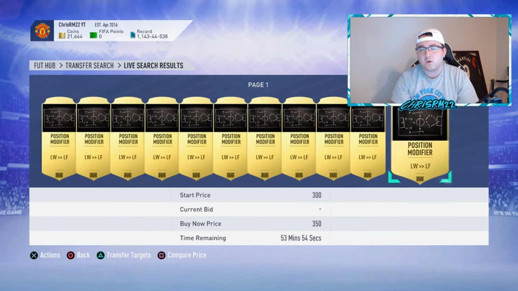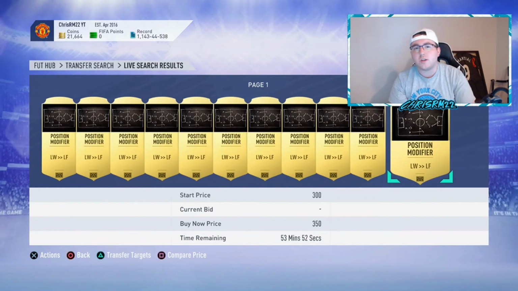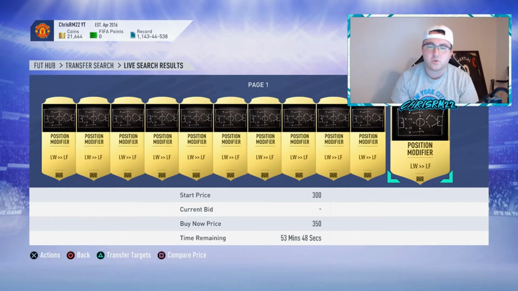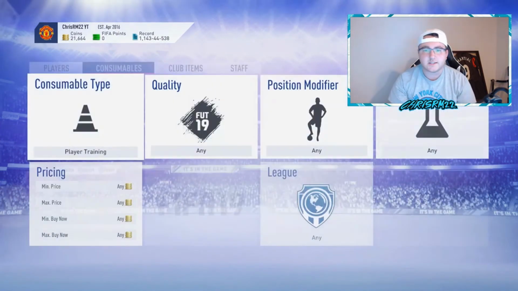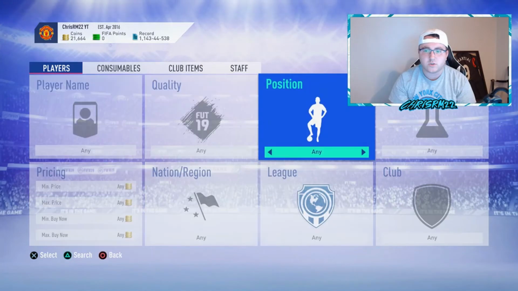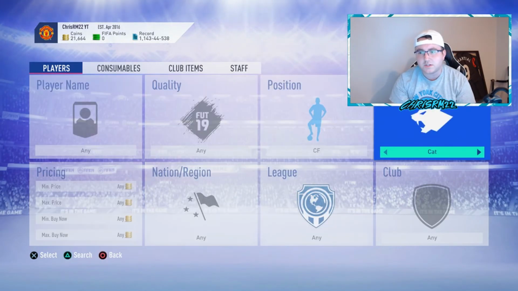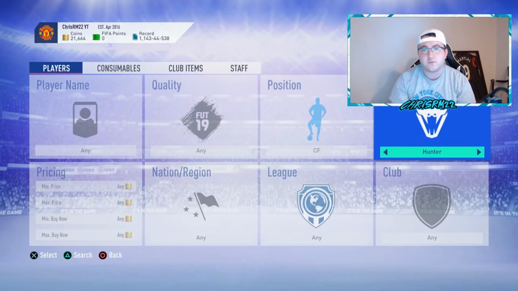It would cost me in total about 3,300 coins. Sell him for 4,200 coins. You make about 700 to 800 coins on that card, and that's just really good low budget filters to use. Like I said, if you want to, you can use different positions with different chem styles. These are really effective ways to make coins, man.